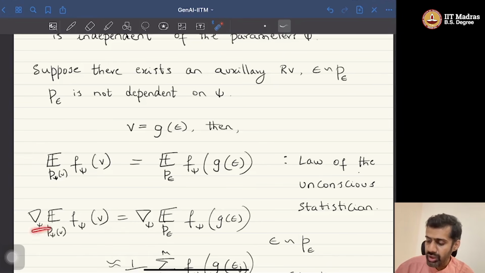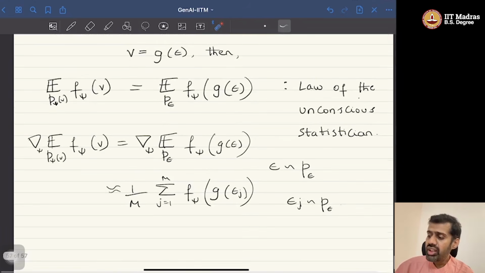We need to take the gradient with respect to psi, and this gradient has to pass through this sampling step here, because this is the sampling that we are doing when we are taking expectations. What we did is that when we write this expectation with respect to another random variable or another density function that does not depend on the parameter with respect to which we are seeking the gradient, then the gradients need not pass through the sampling step.